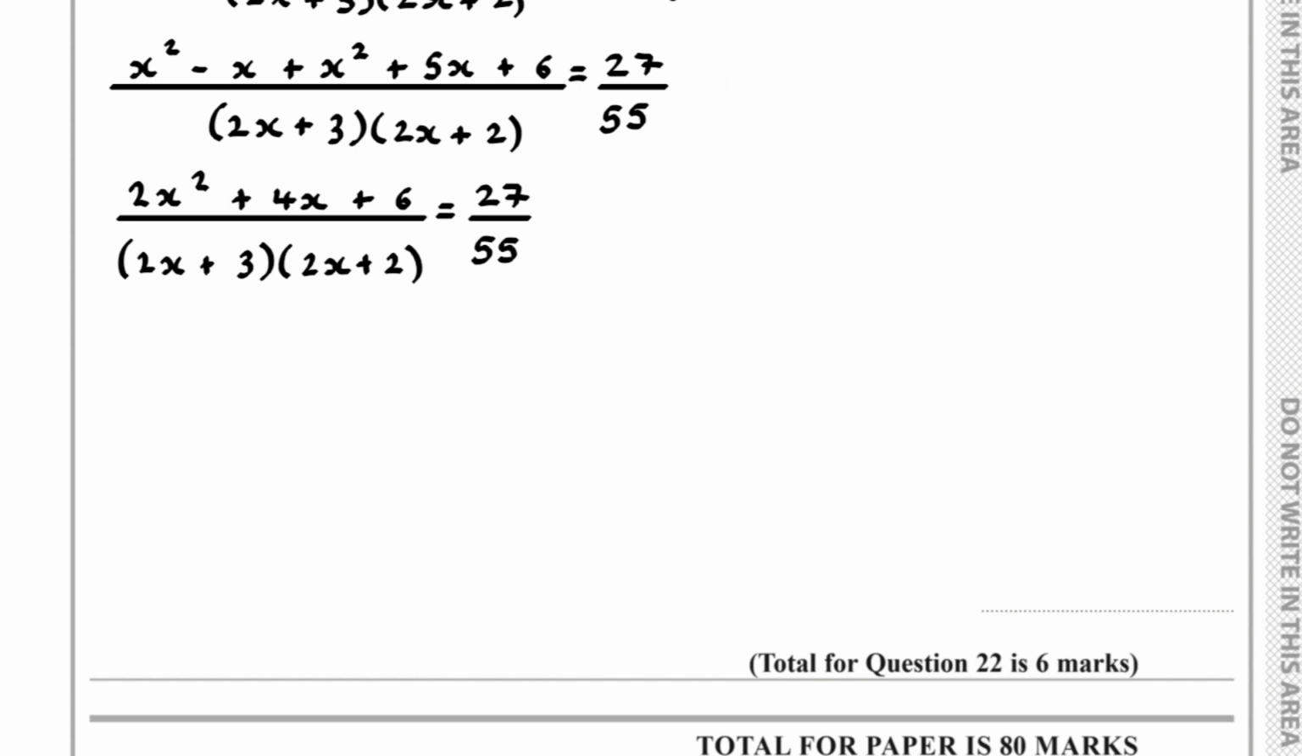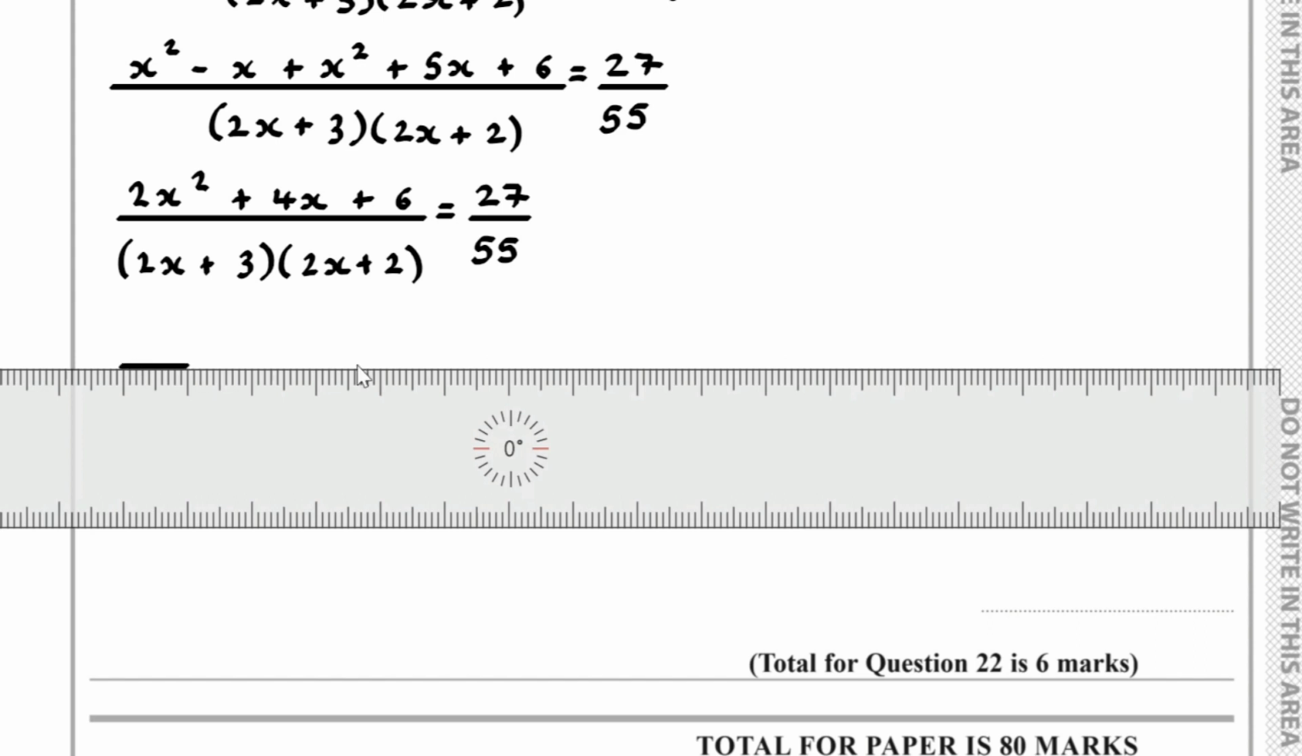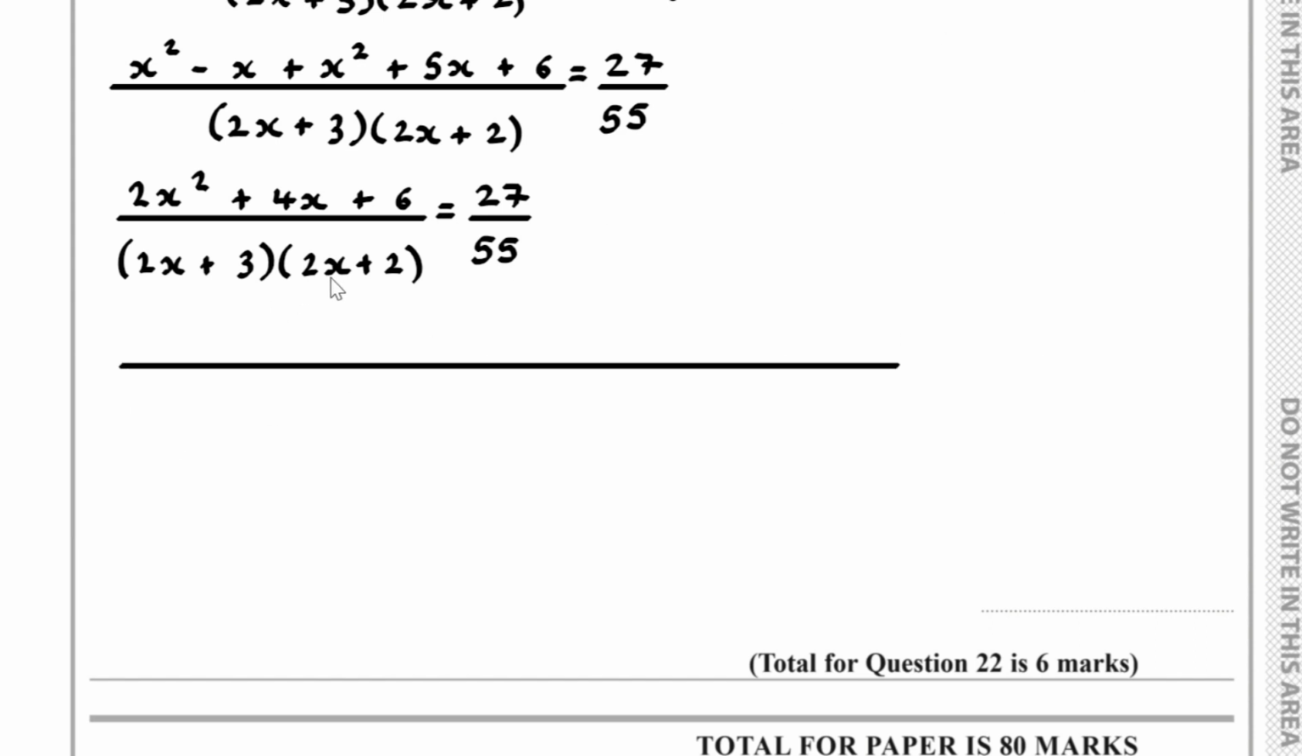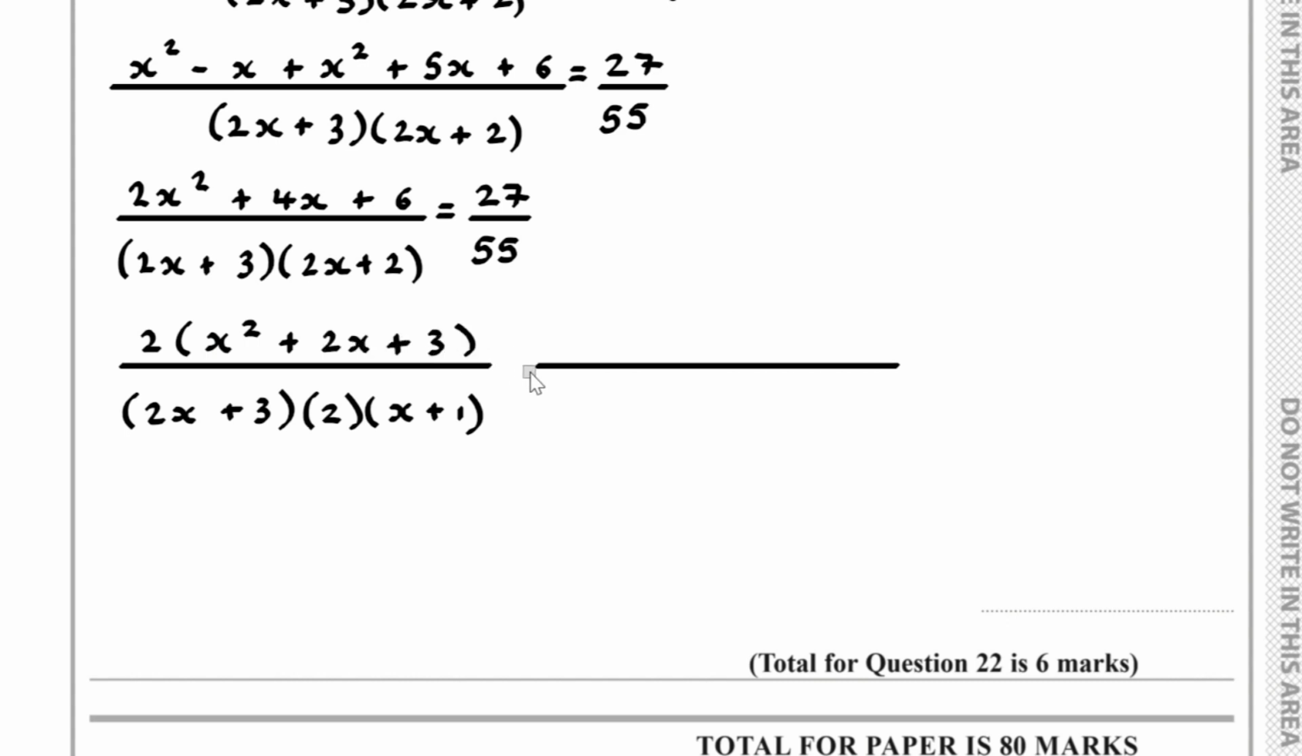Now, what we can do is factorise out a 2. So on the bottom, I've got 2x plus 3 times by 2 times by x plus 1. And on the top, I can also factorise out a 2, so I've got 2 times x squared plus 2x plus 3. And the result of this is 27 over 55. Now, happily for us, the 2's here cancel.